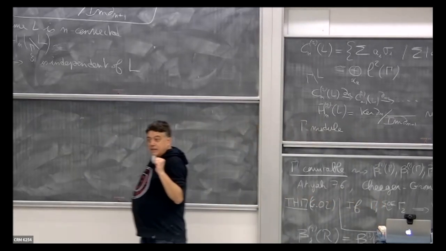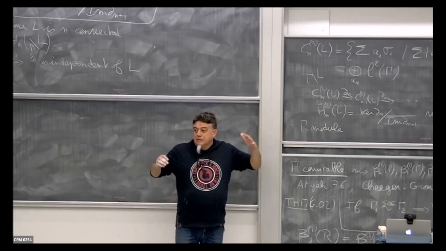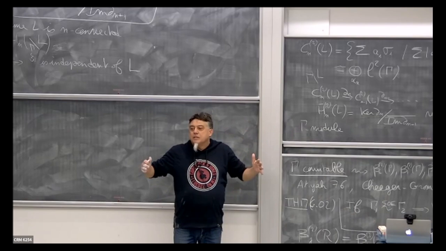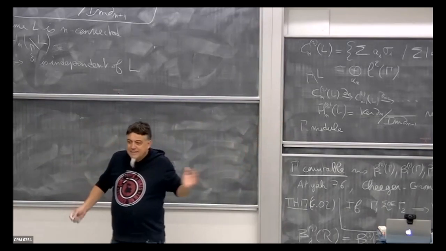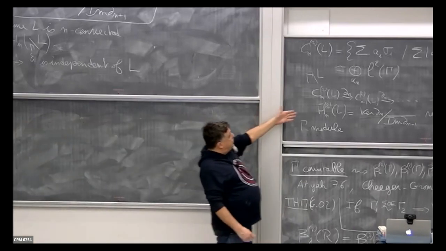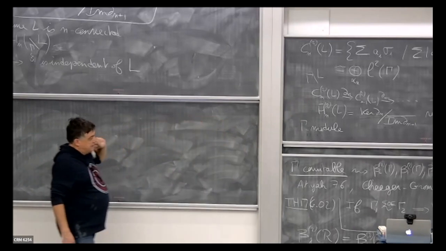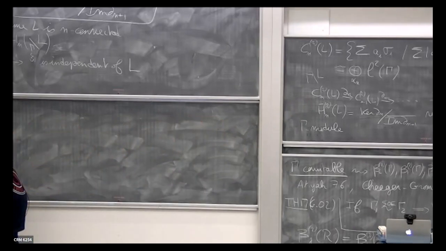Okay, but of course a Hilbert space has dimension zero, finite, or uncountable. Okay, and in this situation, it is never finite, except when the group is finite, or it is zero.